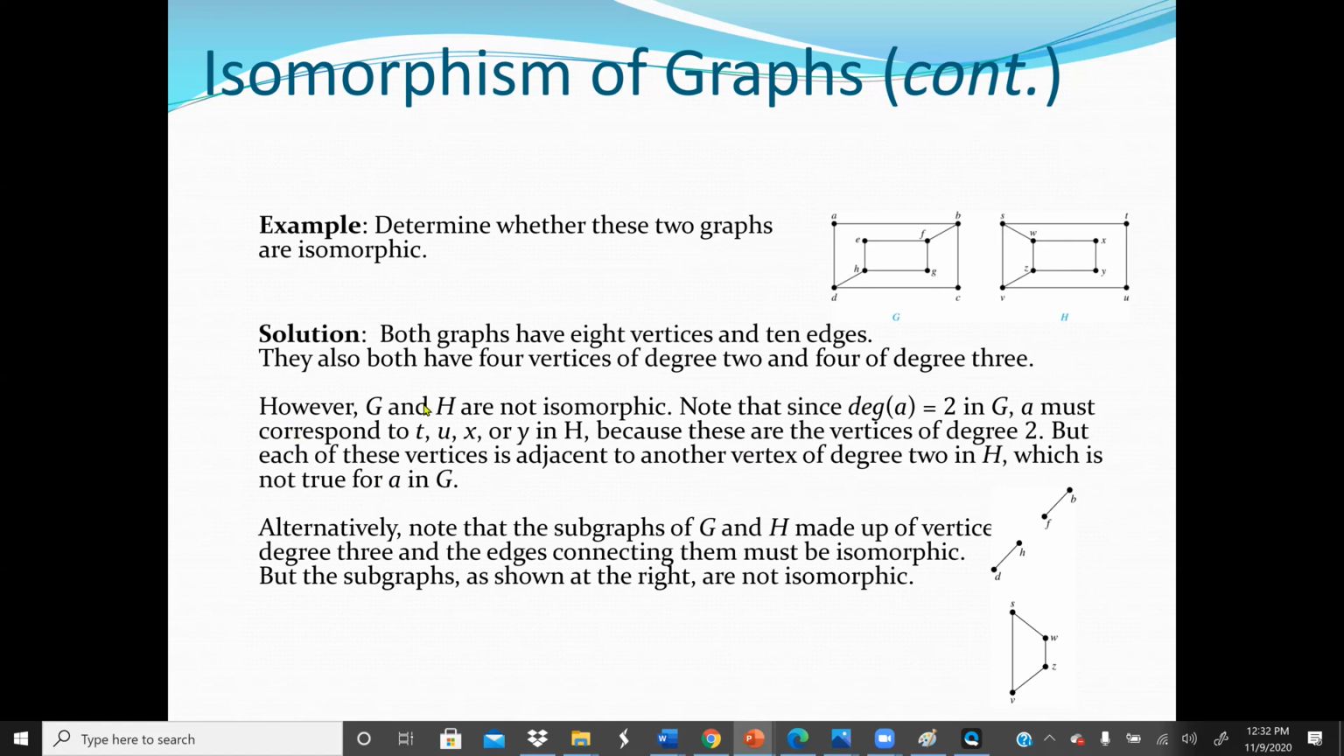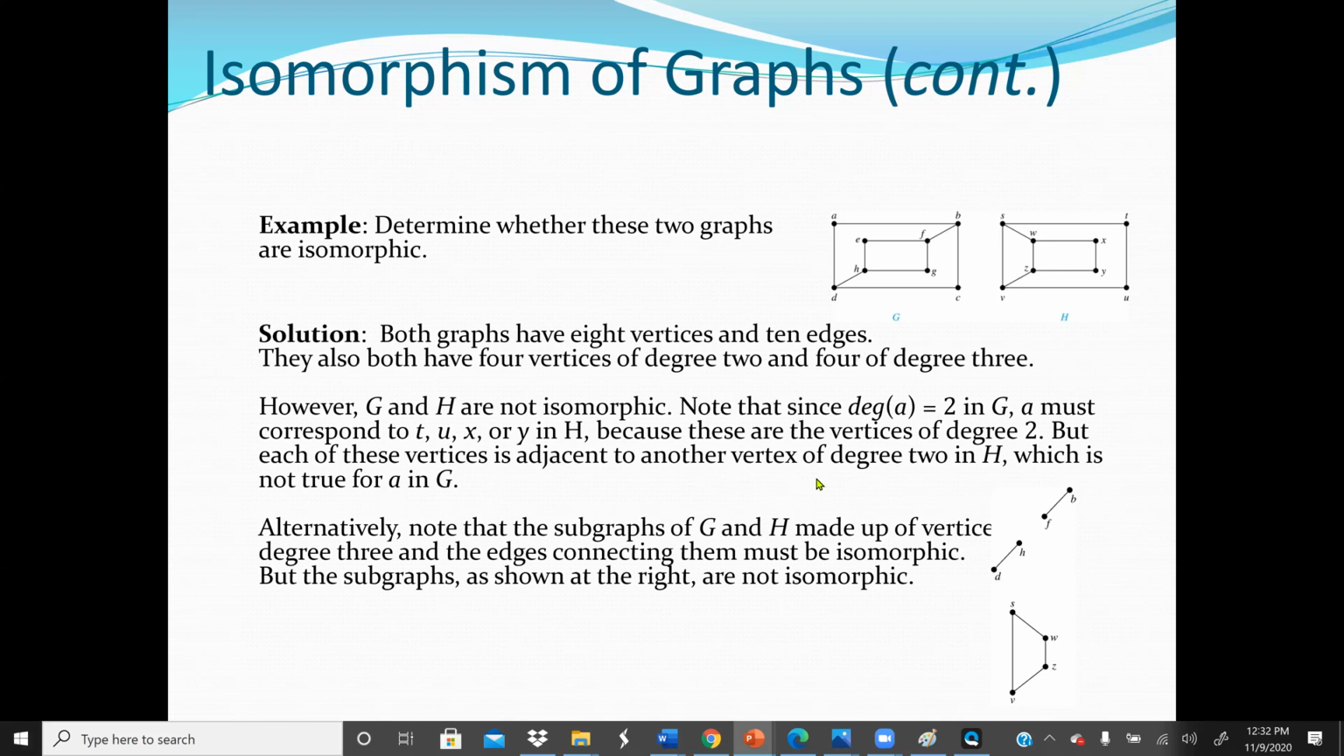So here we say, however, G and H are not isomorphic. The reason why is that the degree of A is 2 here in G, and that corresponds to T, U, X, or Y in H. But these are the vertices of degree 2, and each of these vertices is adjacent to another vertex of degree 2 in H, which is not true for A in G.